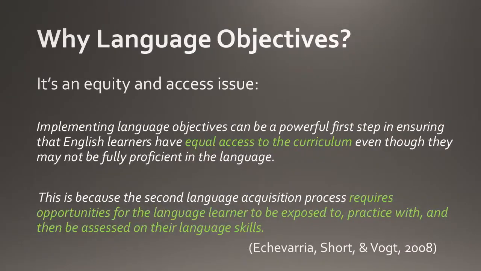Let's start with the why. Why do we need to concern ourselves with language objectives? The answer is actually simple. It's an equity and access issue for English learners. Simply put, they need opportunities to be exposed to, practice with, and then be assessed on their language skills. If no language skill is identified in the lesson, then this becomes a missed opportunity for second language learners.